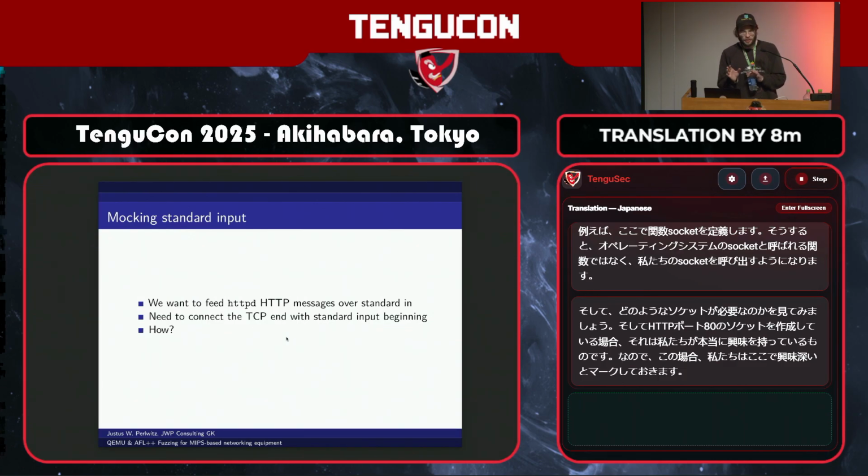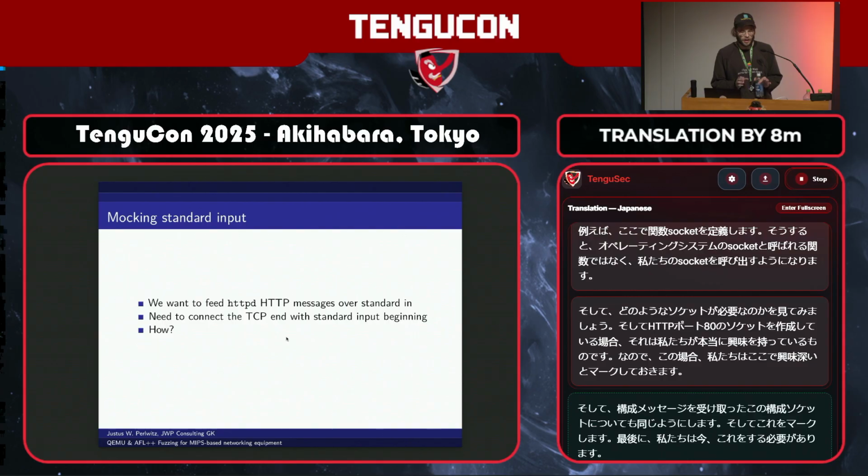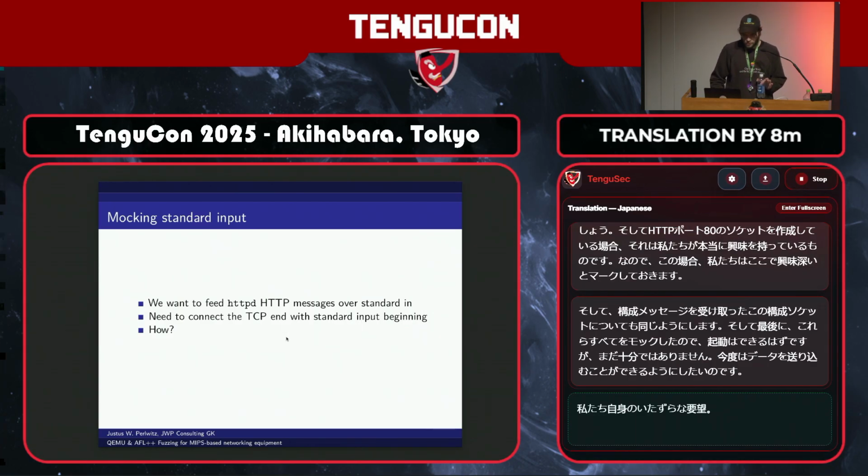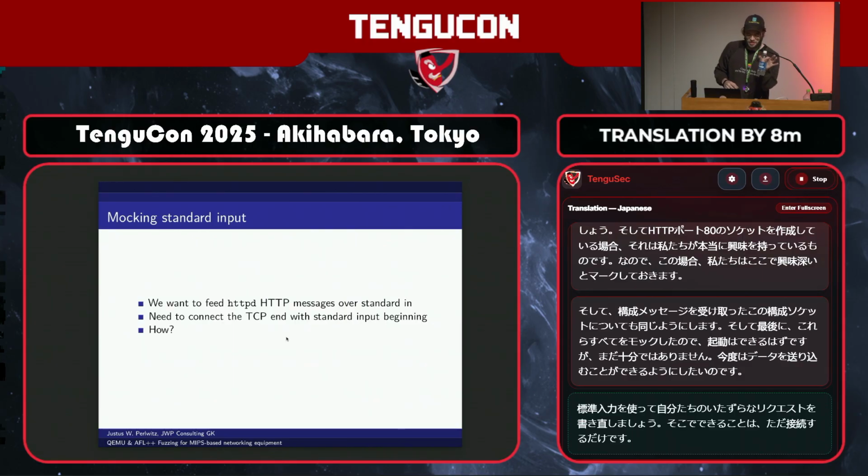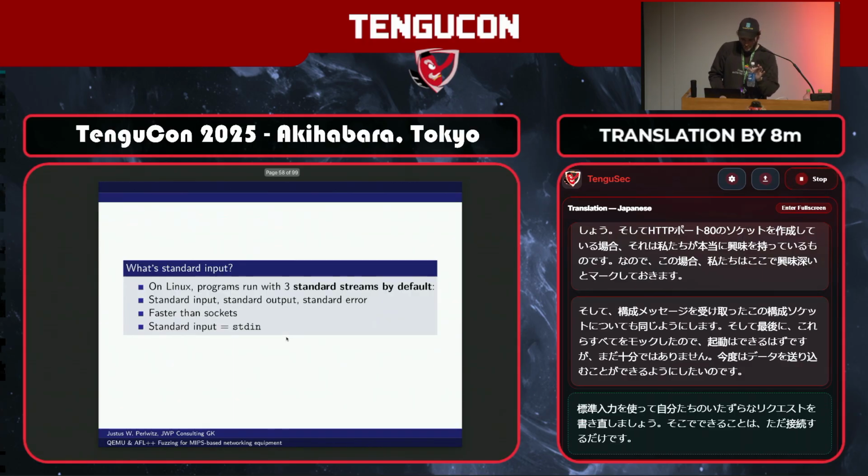And now the final thing is, now that we've mocked all of that, it will start, but we haven't done enough. Now we want to be able to feed our own naughty requests using standard input. So what you can do there is you just connect the TCP end into the standard input end.